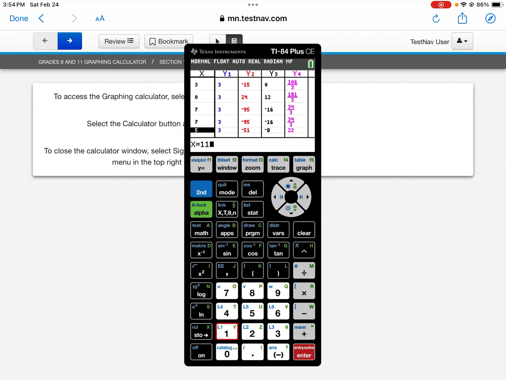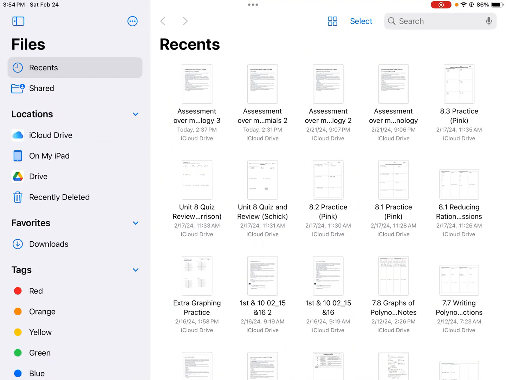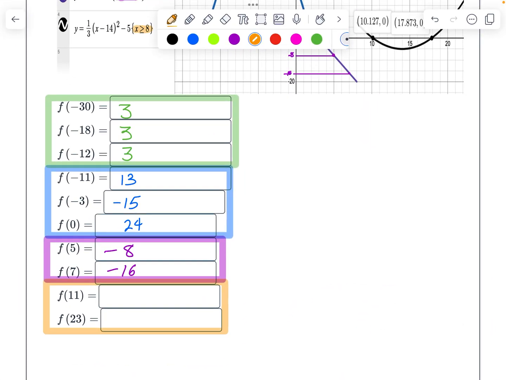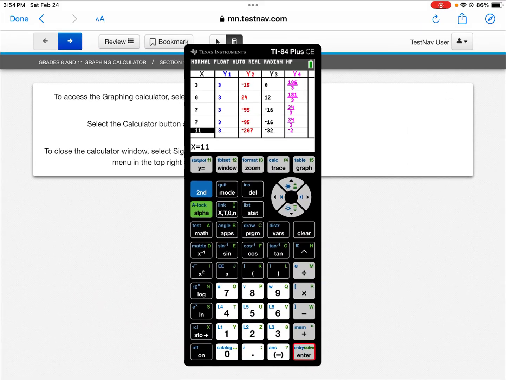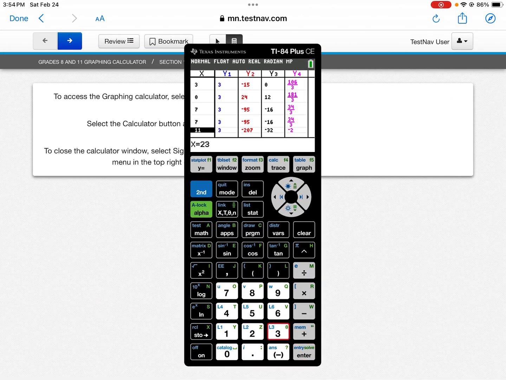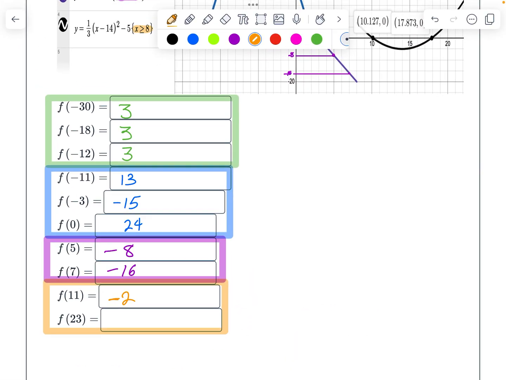So we're going to ask it about 11. What about 11? And the answer is negative 2. Let's put it in there before I forget. Negative 2. And then 23. Let's put 23 in here. And for 23, the answer was 22. Okay.